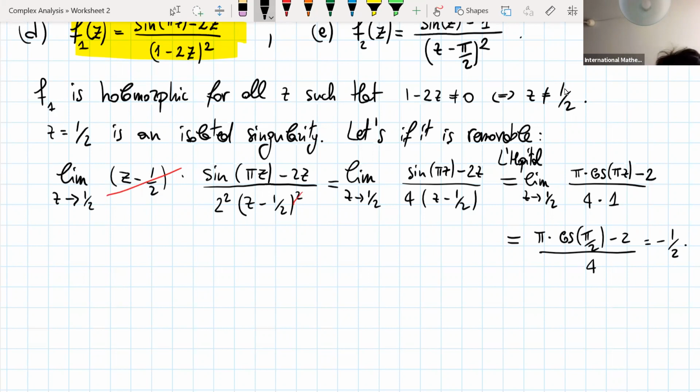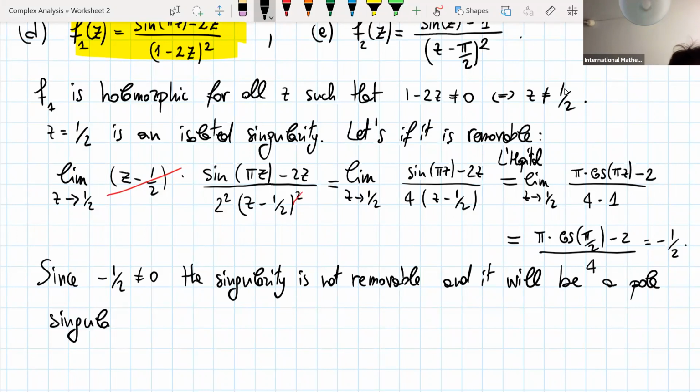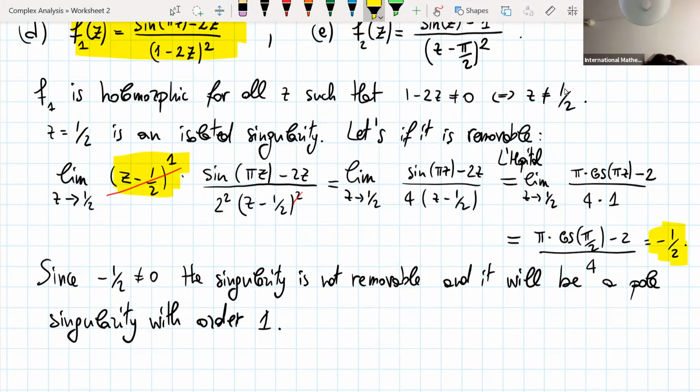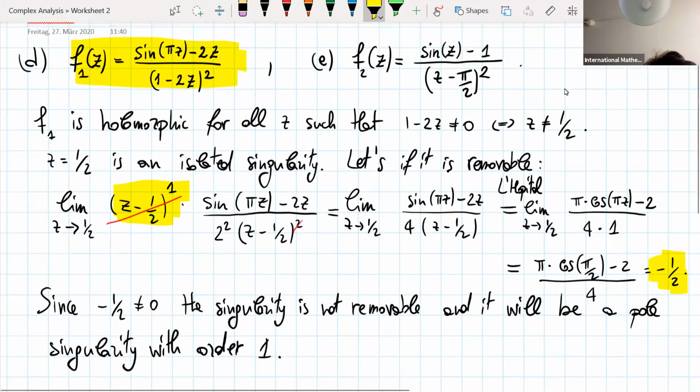So we found now a number which is different from 0. So since minus 1/2 is different from 0, the singularity is not removable, and it will be indeed a pole singularity with order 1. The order is 1 because you see here we multiplied by z minus 1/2 to the first power, and we get in the end a non-zero result. So this means that the pole has order 1. This finishes the first part of the exercise. So let's do now the other function, f2.